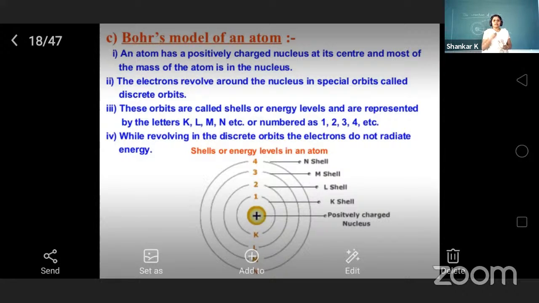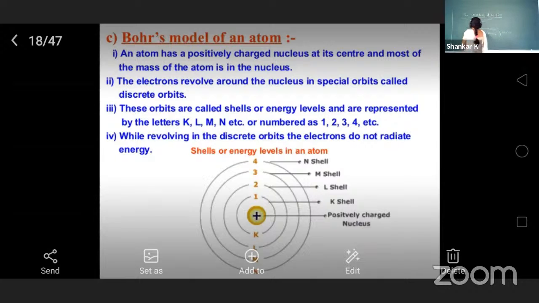Second, the electrons revolve around the nucleus. Here the electrons are present, and here we can see the neutrons and protons. The electrons revolve around the nucleus in specific orbits called discrete orbits. These orbits we call shells or energy levels, and they are represented by letters.